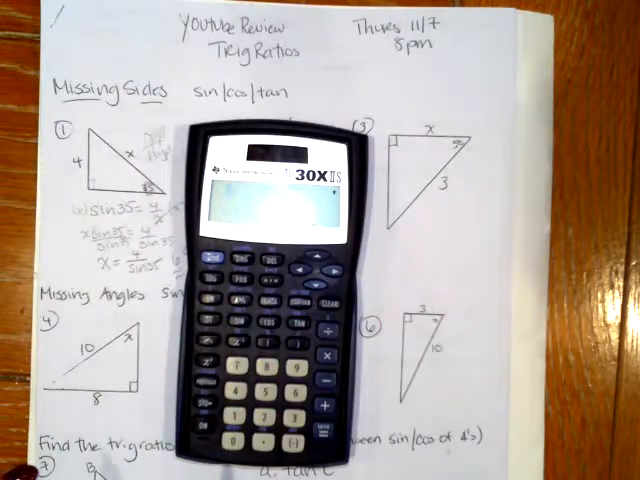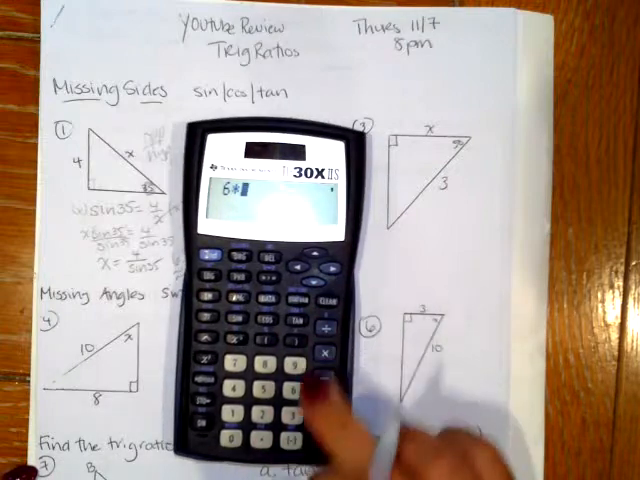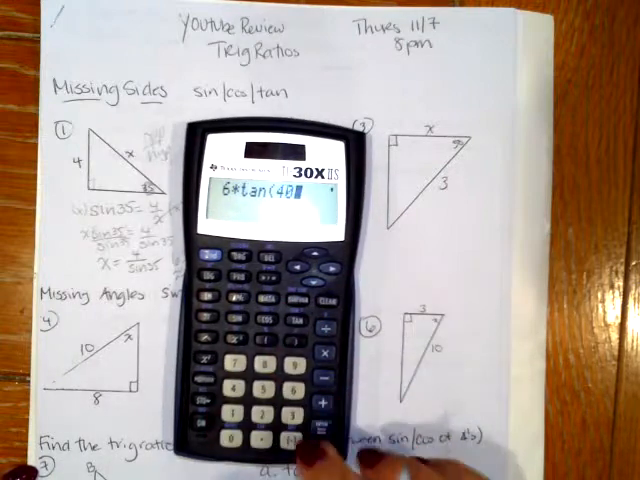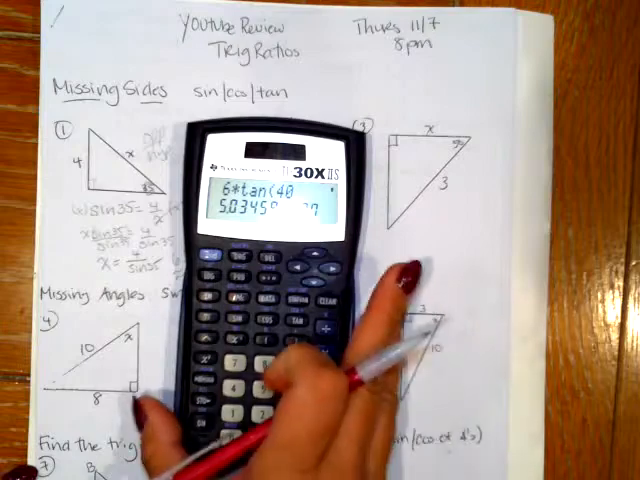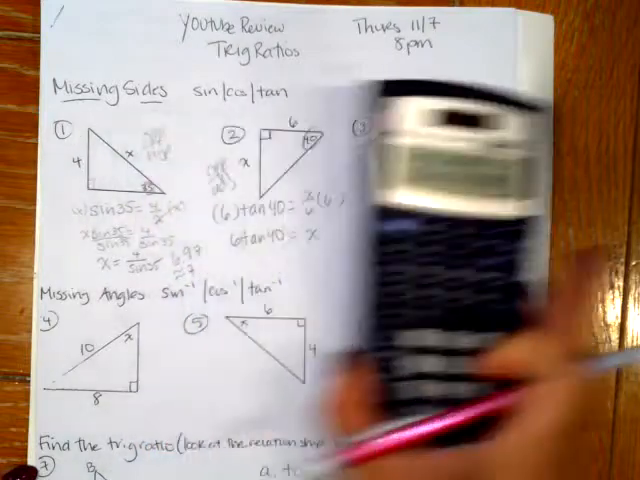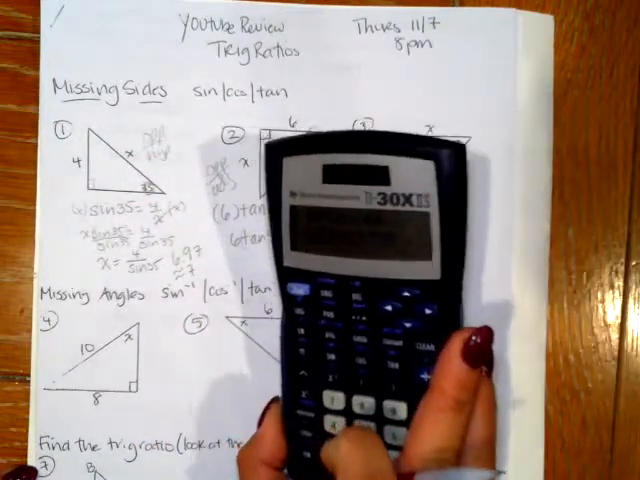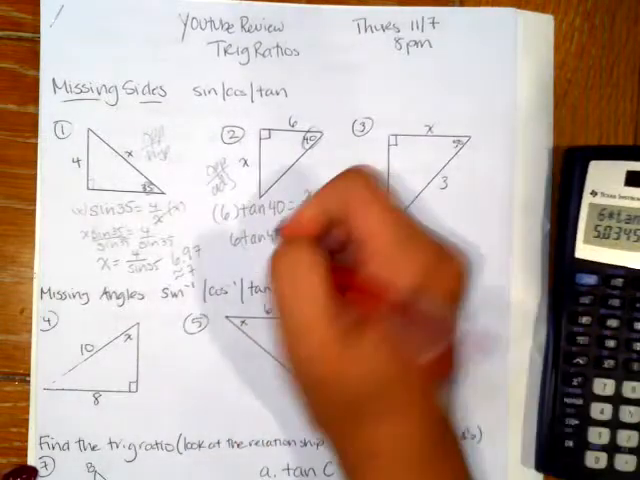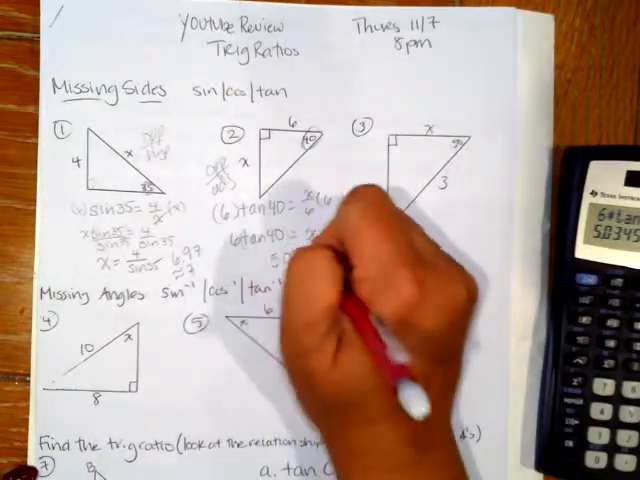Calculators. 6 times tangent 40 gets me about 5. 5.03. Okay?